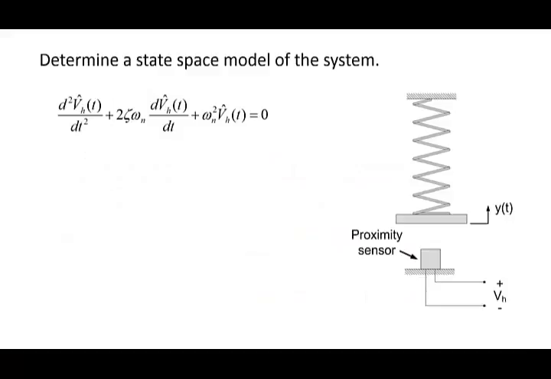The model of our system is going to be in terms of the output voltage from the sensor, V sub H with a hat over it. The acoustic proximity sensor puts out a voltage.